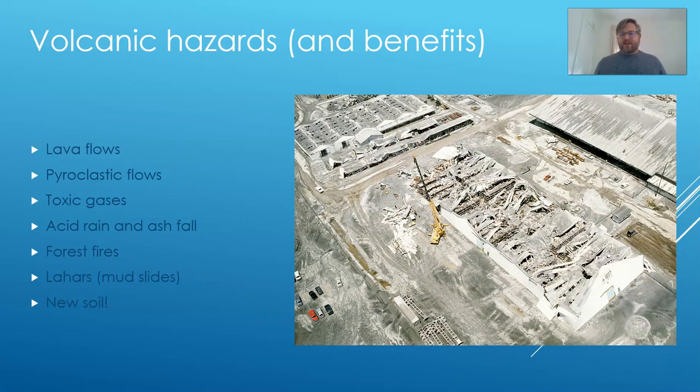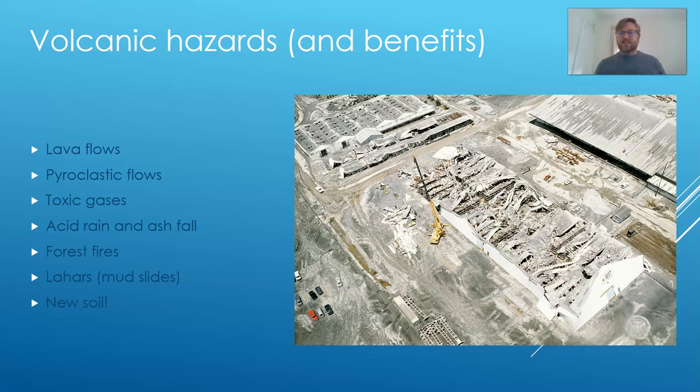So if we get in a volcanic eruption, there's a lot of things that can happen to us, many of them bad, but some of them good. So the most obvious hazard presented by a volcano is the lava flows. Okay? The lava comes out of the volcano and it flows down and it buries things, destroys things. The speed of that lava can vary greatly.